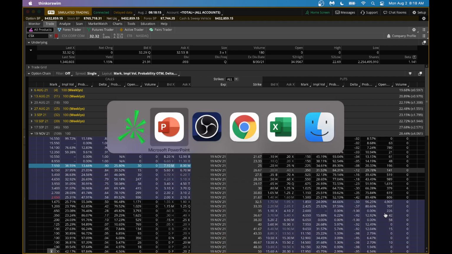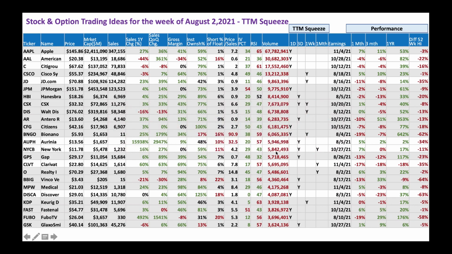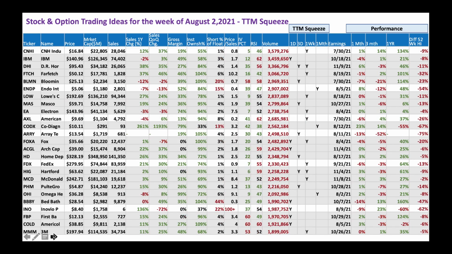So with that, let's go into one more probably. So as you scan through, we got a couple more here. So this is one page. I got one more page here. So as you can see, I got a bunch of stocks here.